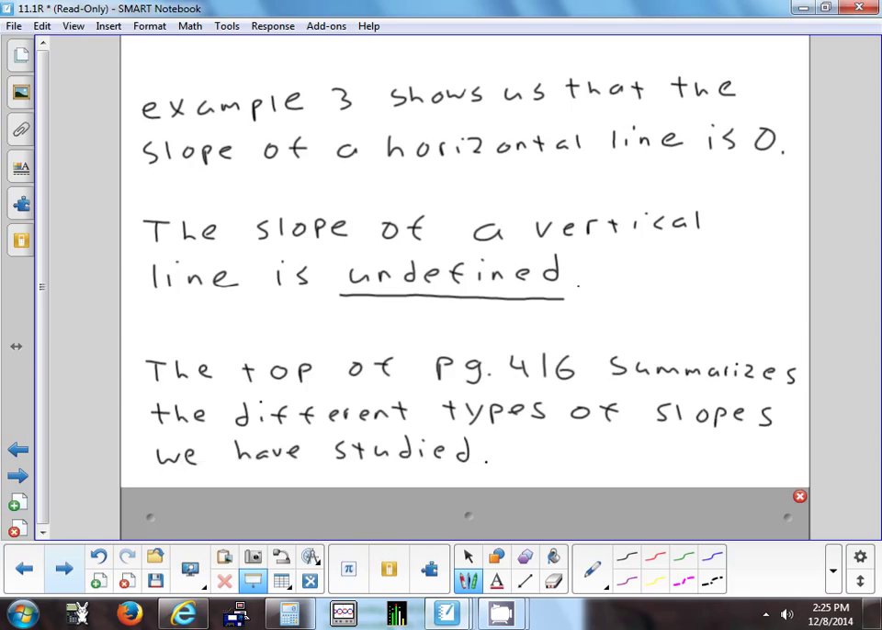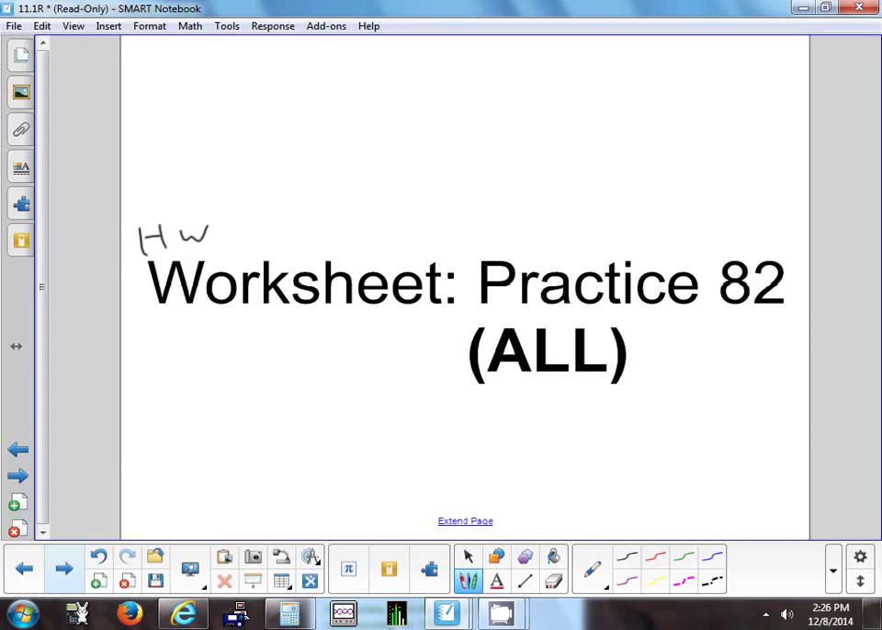If you forget, or you need to look anything up, on page 416, it shows all 4 cases: positive, negative, 0, undefined. Any questions on those 4 types of slopes? It's pretty straightforward? All right. We've only got 10 more minutes. So the homework tonight is going to be a worksheet that we pass out to you.